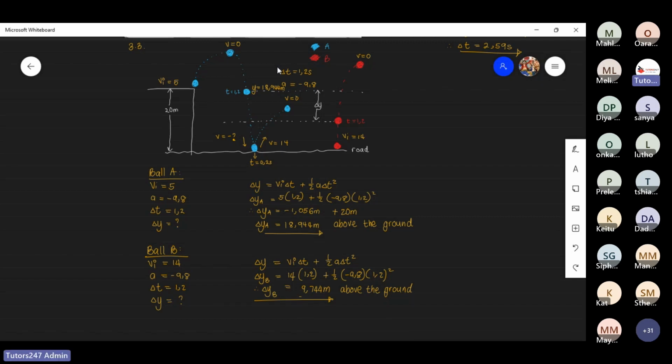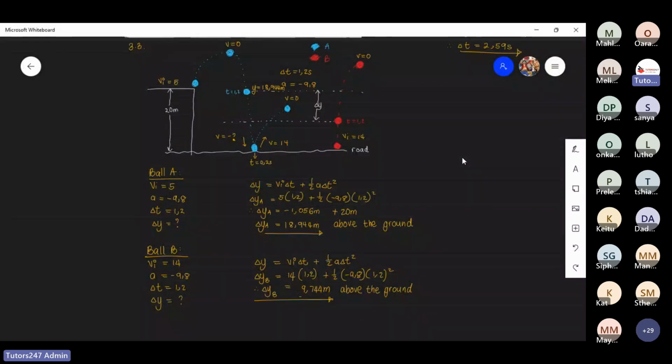Now, if we look at ball B, it's not going from top to bottom. It's going from bottom to top. It's going up, so we don't need to add 20 because it's starting from the bottom. It's starting from a 0 reference frame. Keep in mind, we've stated that we are going to use the road as our 0 reference point. So from the road to where it stopped, that is the height above the ground.